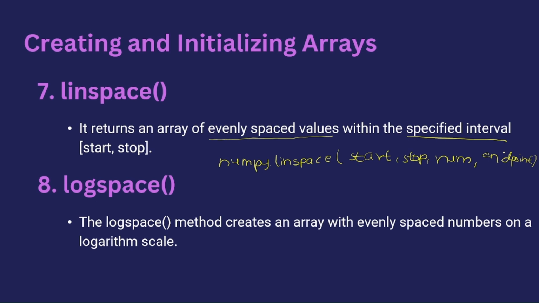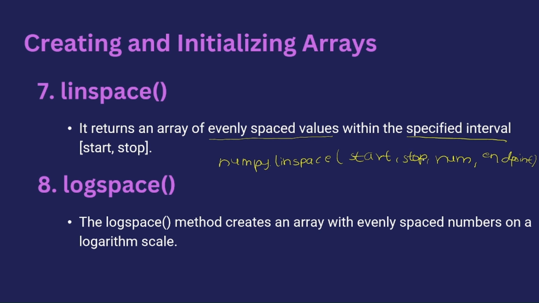Here start represents the starting value and stop represents the ending value. And here num is the amount of evenly spaced samples over the interval to be generated. The default value is 50, and endpoint can be true or false. If it is true, it indicates that the stopping value is included in the interval. If it is false, it indicates that the stopping value is excluded in the interval.